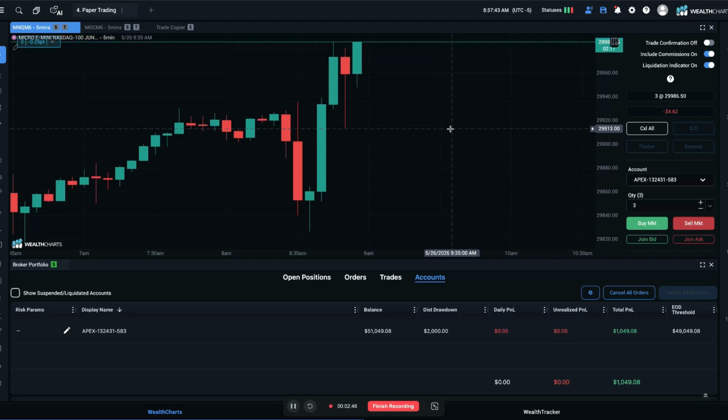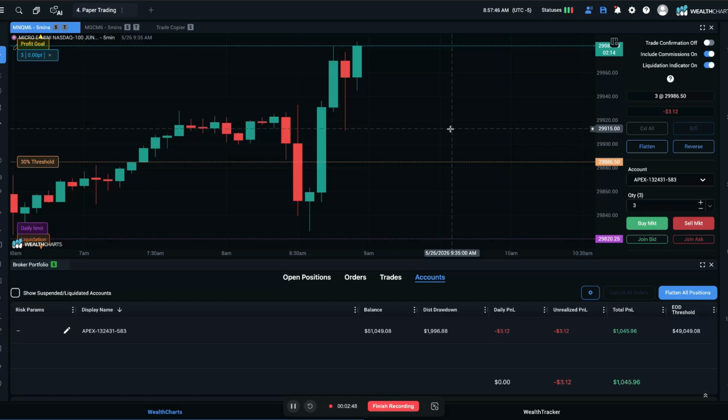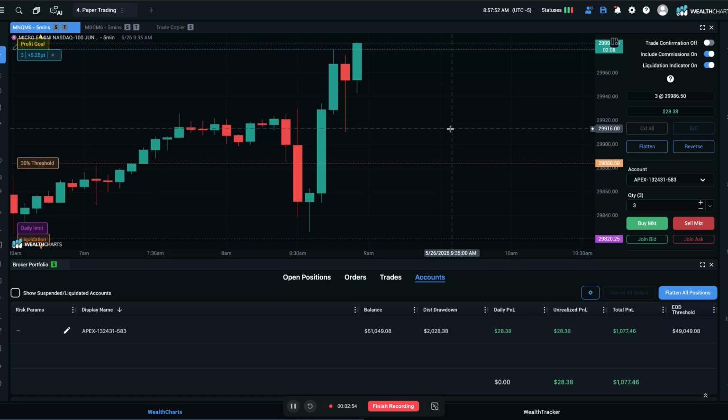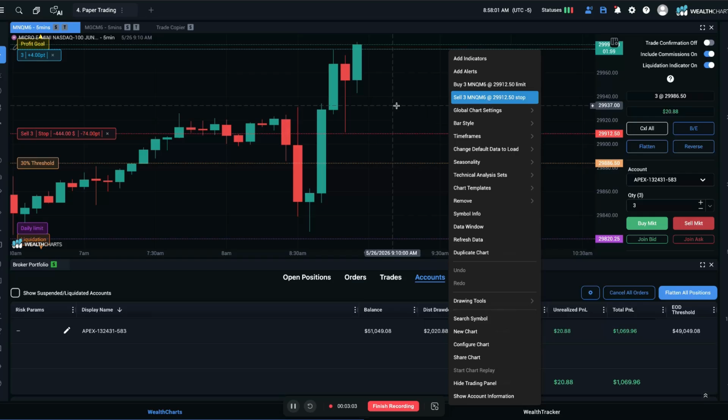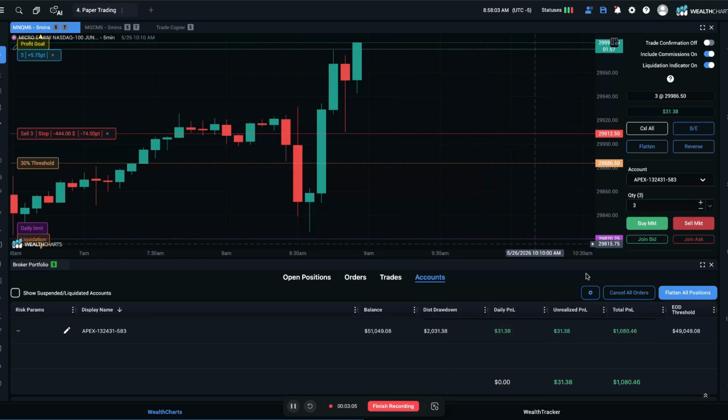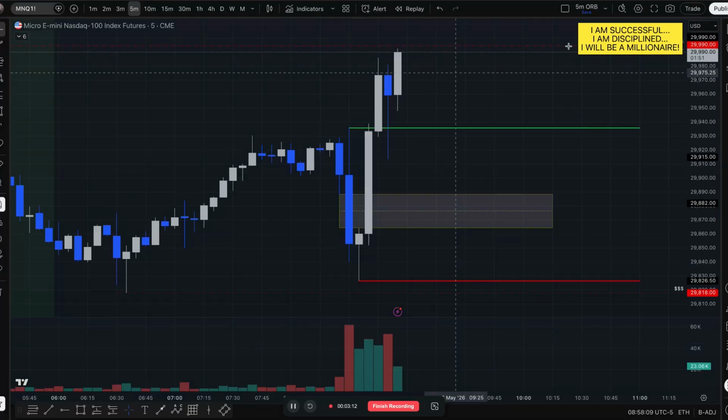And finally, we are in. In with 3 micros right here. Still on the 5-minute chart, come down here. I'm going to set my stop loss. Pretty huge stop loss, but it is what it is, right? I'm following my strategy right here. Let's see what happens. Love to see this.